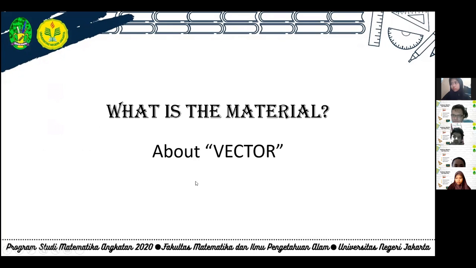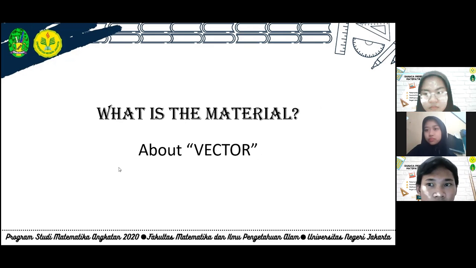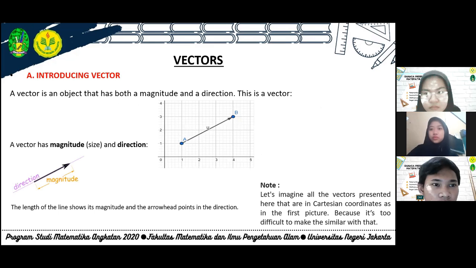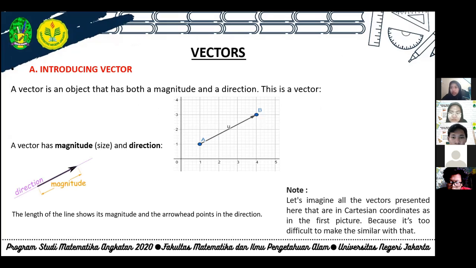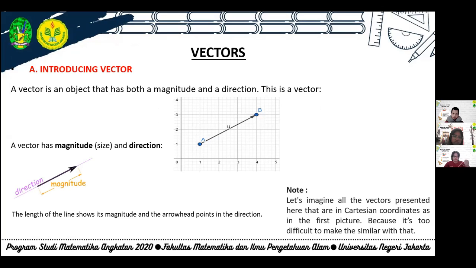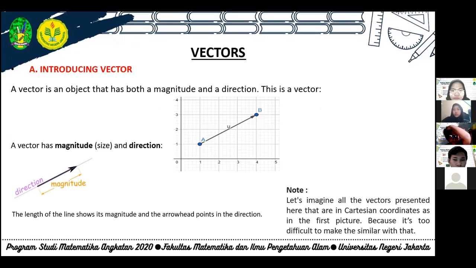Okay, what is the material? The material is about vector. Okay, first is introducing vector. A vector is an object that has both a magnitude and a direction. As you can see on the slide, a vector has magnitude, or we usually call size, and direction, like in that picture on the slide. The length of the line shows its magnitude, and the arrowhead points in the direction.